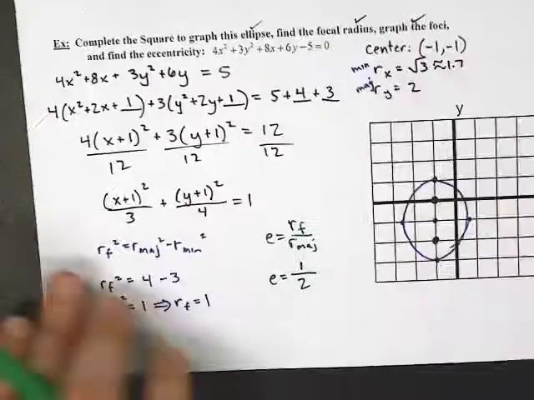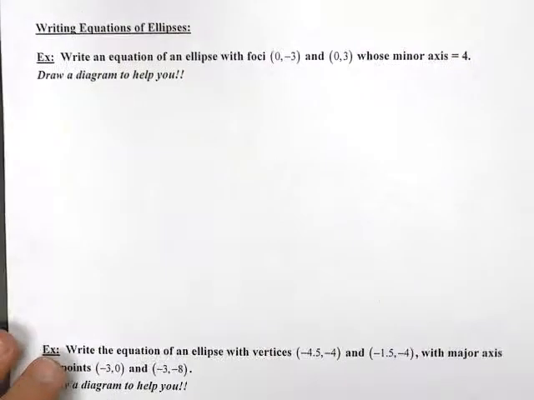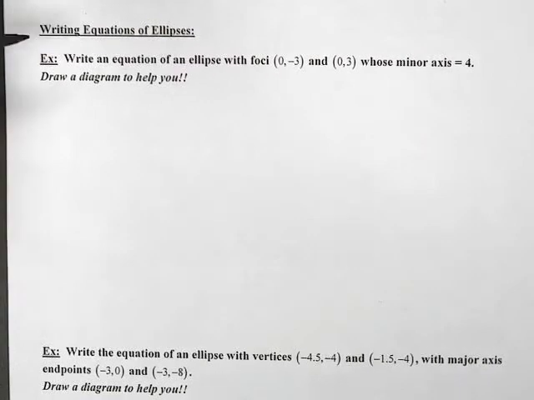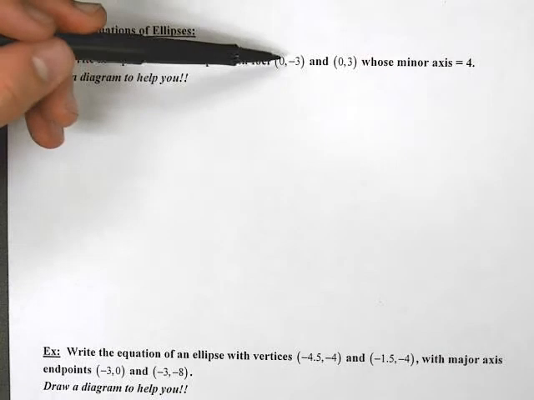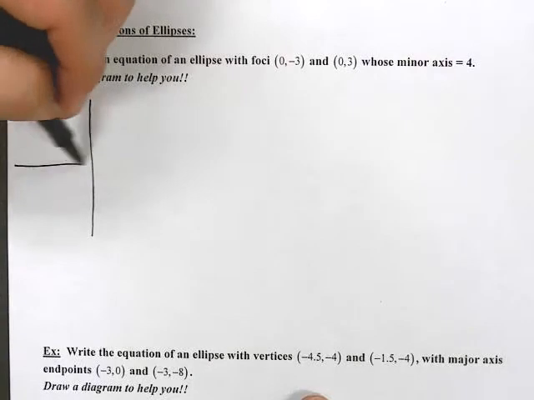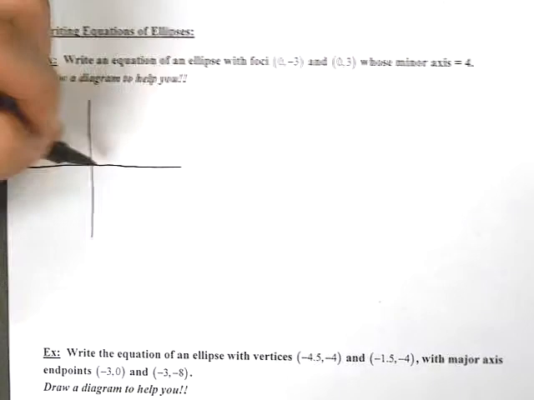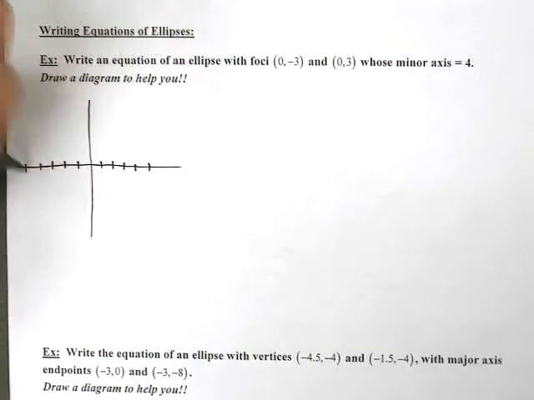All right, so let's do some equation writing. First things first, on these, I always strongly encourage you guys to draw a picture. All right, drawing a picture is going to help. So we need to write an equation of an ellipse with foci of (0, -3) and (0, 3). All right, so let's get this started. All right, and so I'm going to go 1, 2, 3, 4, 5, 1, 2, 3, 4, 5.